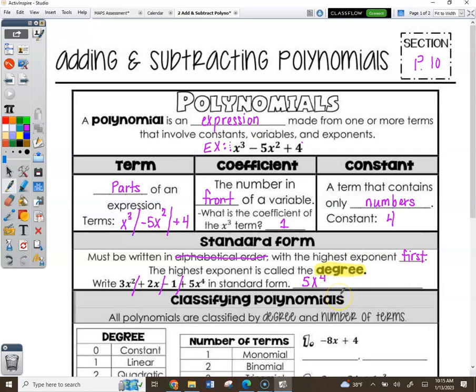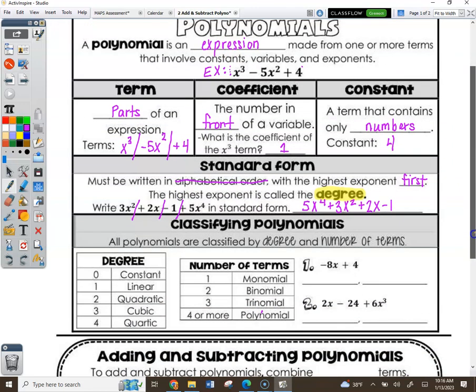What term should go next? So we're going to write plus 3x squared. Do I need to write the negative 1 next? No, next needs to be what? The 2x and then minus 1 at the end. Now, what degree is that polynomial that we just did? Yeah, very good. It's a degree 4, which is called quartic.